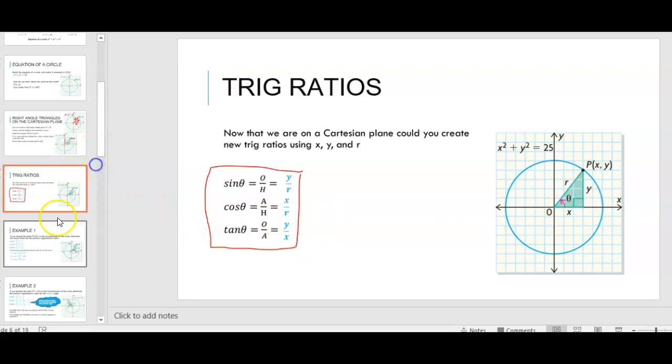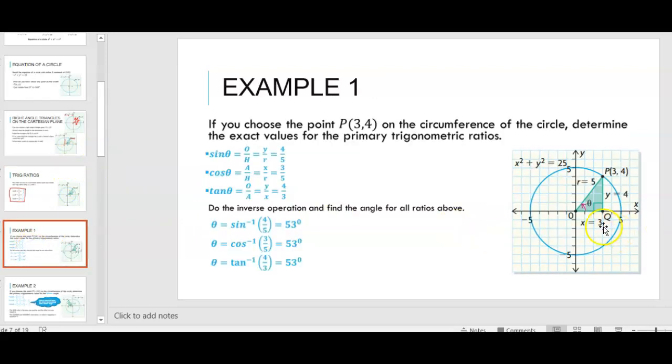Now, let's move on to the next slide. We're going to use specific values here. So now we're going to give point P. We're going to take point P with coordinates 3 and 4, and we're still on the circle with a radius of 5 units. Okay, so now our y is 4 centimeters, x is 3 centimeters, and r is 5 centimeters.